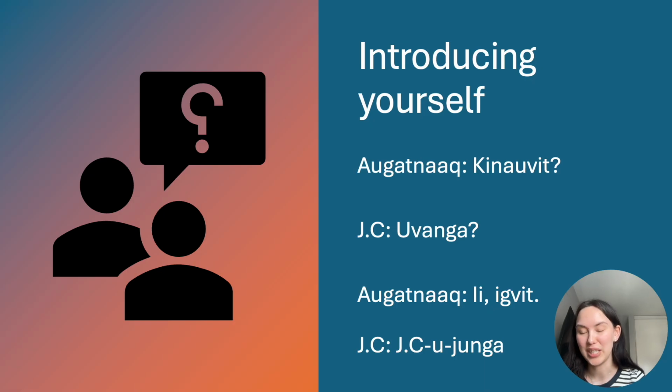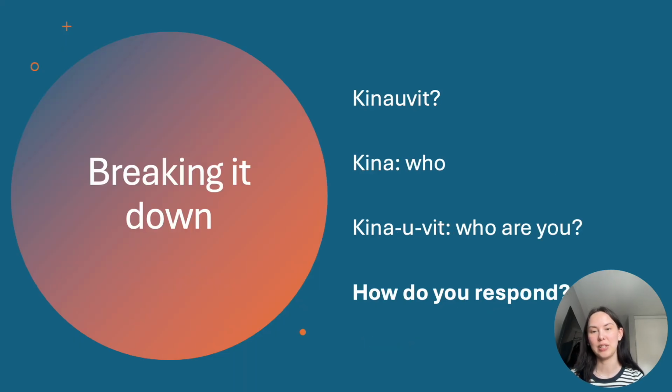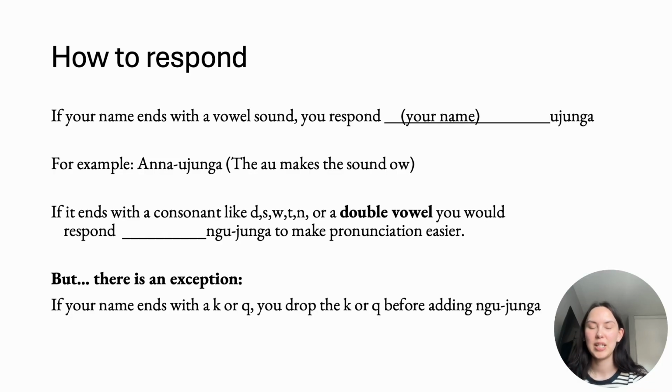And here he responds jesiu yunga. So we'll get into why there's a U, and if you notice in the beginning of the video I say augat na nguyunga. So there's two different possibilities for when you're introducing yourself. It depends on the final sound of your name, so we'll get into that. So again, kina is who. So sometimes maybe they'll say nereyok, which is he or she is eating. You want to know who? You could just say kina. Kinauvit, who are you?